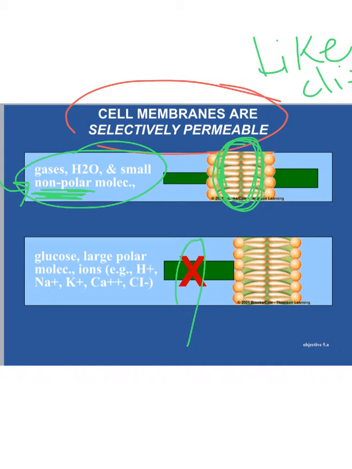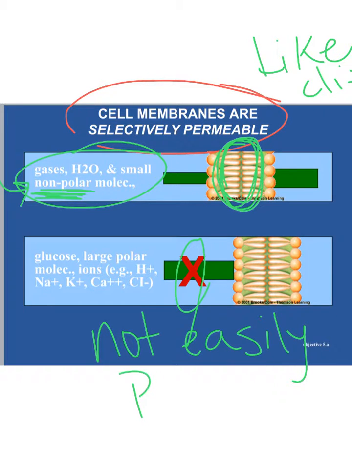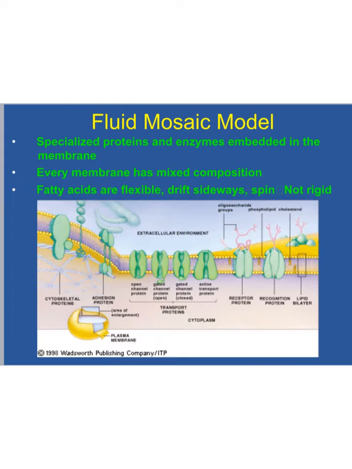Now, this X here is a little bit tricky. When I put that X there, I don't mean to imply that glucose and large polar molecules and ions absolutely do not cross the cell membrane. It just means that they don't do it easily. But yes, they can indeed cross, usually with the help of things like pumps or channels or something else that's going to help those molecules get across the cell membrane.